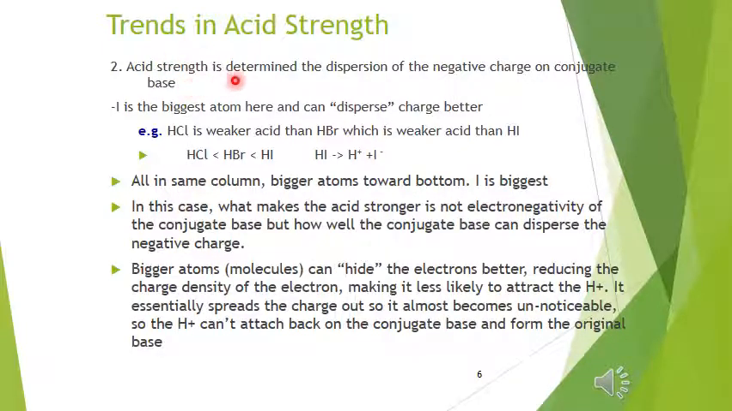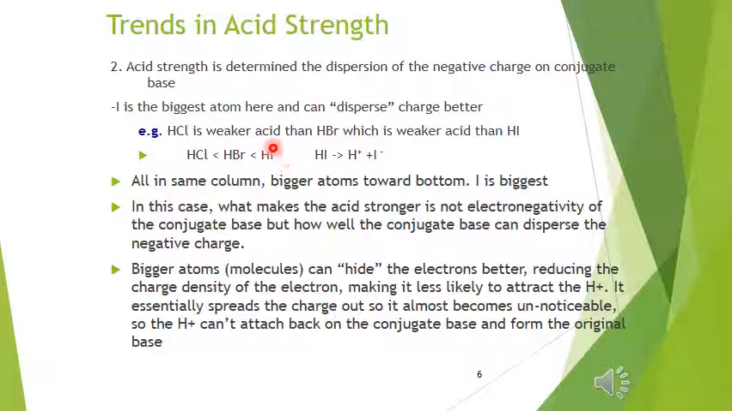All right. Okay, second thing that determines acid strength is the dispersion of the negative charge on the conjugate base. And we talked about this in 121 about charge density and dispersion. Okay, so let's go to it. So if you look at these three here, they're all HCl, HBr, HI. They're all in the same column.